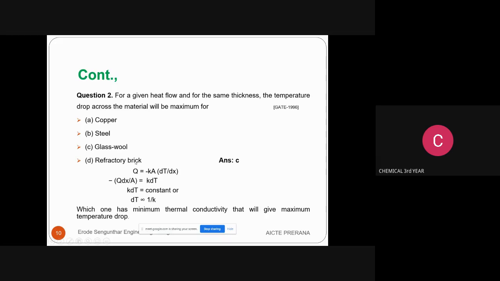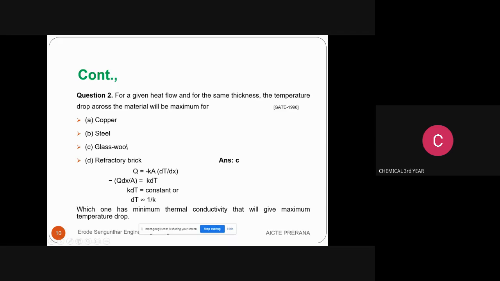Before going into the theoretical discussion, we can practically say which one has the insulating capacity, the insulating character. So this glass wool has the insulating character when compared with all other things, right? So that is the answer.